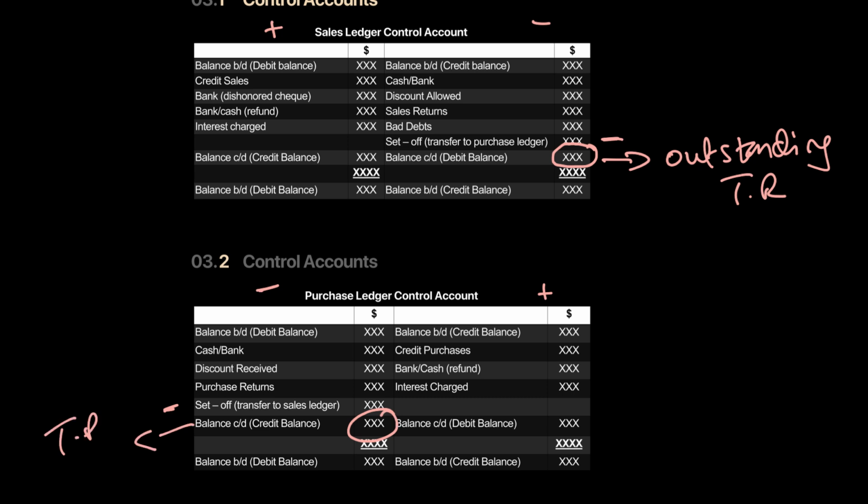And if you have any minority balances, we will also show that in the sales ledger control account. We could have a minority balance. This is a liability towards the customer, and this is an asset that is owed from the supplier. I will solve this in the next video, but that's how your sales ledger and purchase ledger control account should look like. You guys should go through this once.